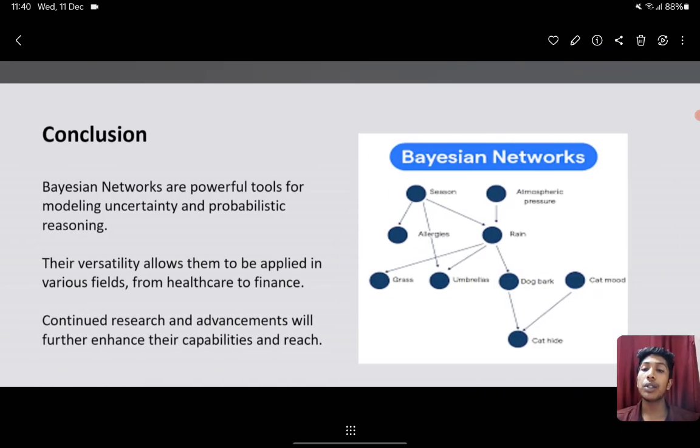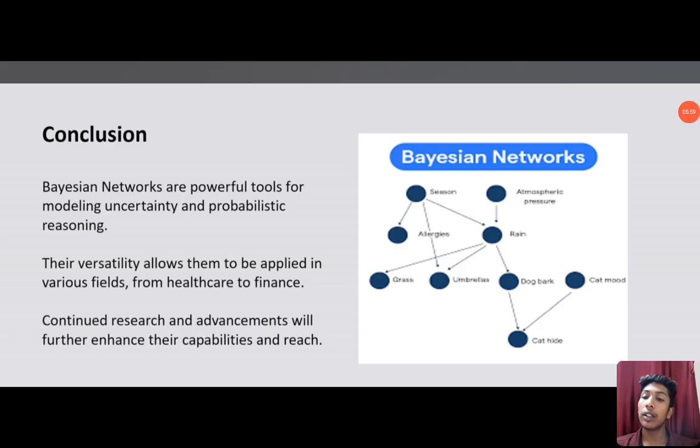Conclusion. Bayesian networks are powerful tools for modeling uncertain and probabilistic reasoning. Their versatility allows them to be applied in various fields, from healthcare to finance. Continued research and advancement will further enhance their capabilities and reach.